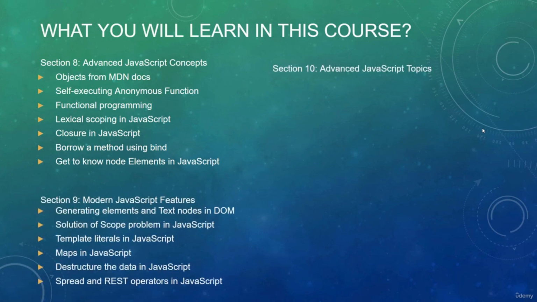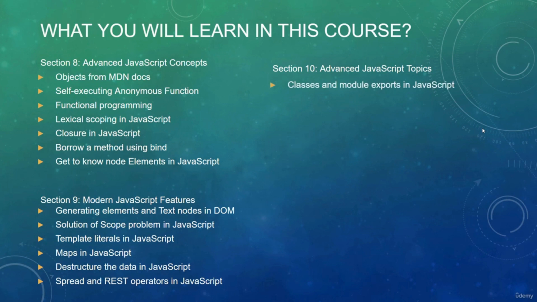In our next section, we will learn about generating elements and text nodes in the DOM. We will find the solution to the scope problem in JavaScript. We will learn about template literals. We will learn about maps. We will learn how you can destructure data. We will also learn about spread and rest operations in JavaScript.